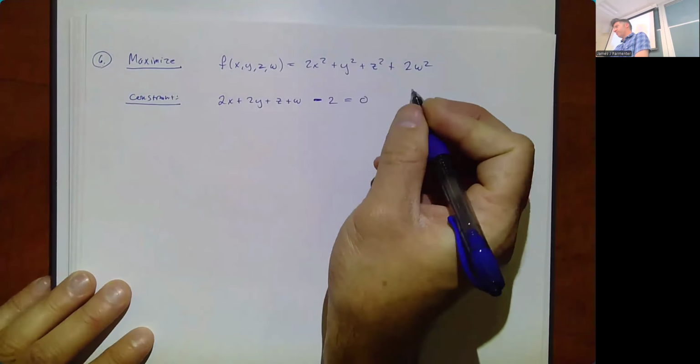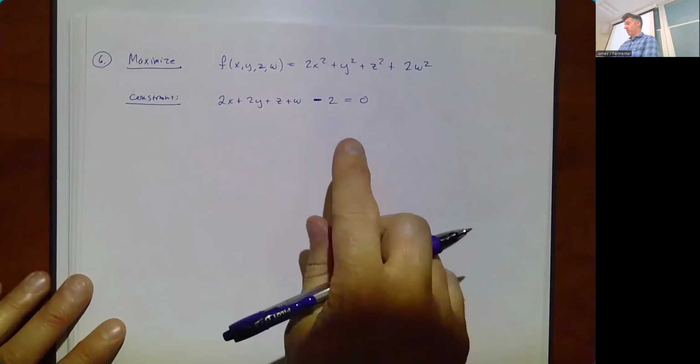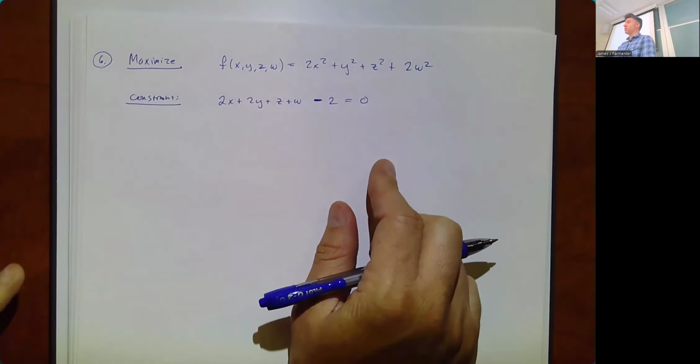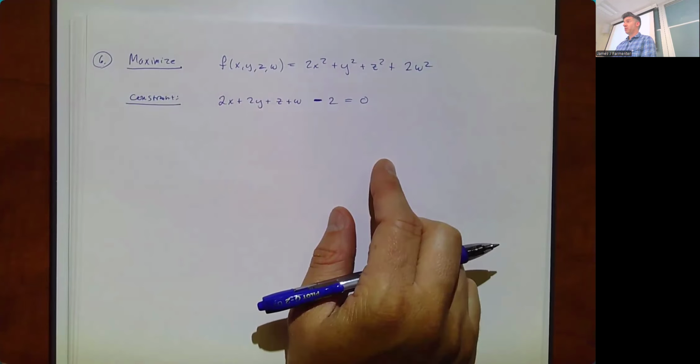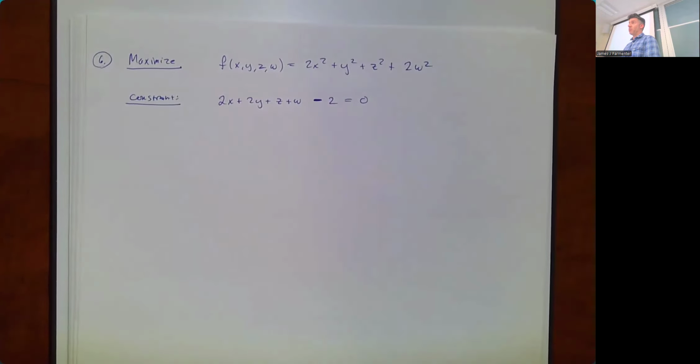I will point out, it doesn't actually matter where the constant is. If you put the 2 on this side or on this side, it's not going to change what your partial derivatives are, because that constant there, when you take the partial derivative, is just going to be 0.